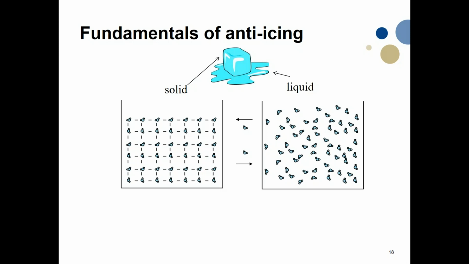Now, water, or each of those water molecules, has a preferred state. The preferred state below 0 degrees Celsius or 32 Fahrenheit is to be solid. And as long as it's above, then they prefer to be liquid. And that balance can change.